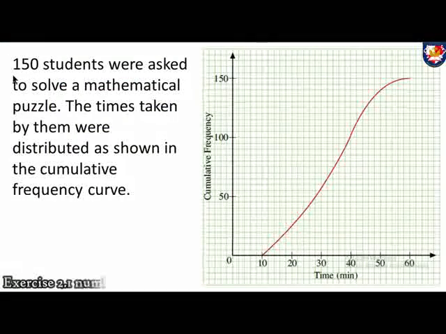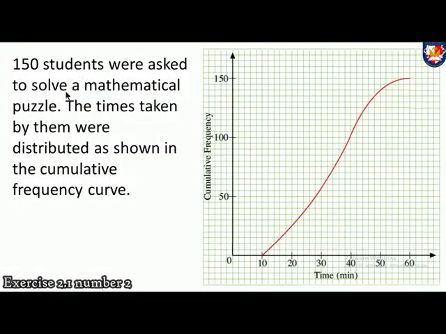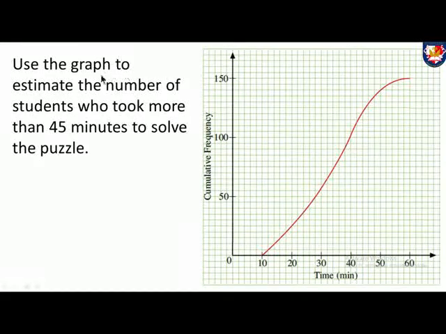Next example. 150 students were asked to solve a mathematical puzzle. The times taken by them were distributed as shown in the cumulative frequency curve. This is the curve that we're going to talk about. Now, use the graph to estimate the number of students who took more than 45 minutes to solve the puzzle. As you can see here, the maximum time is 60 minutes. So more than 45 minutes means between 45 and 60 minutes.